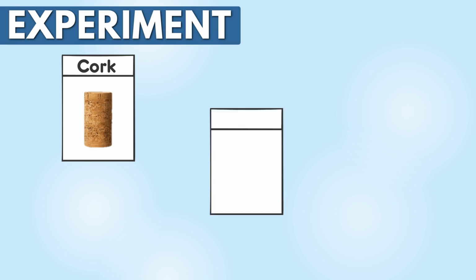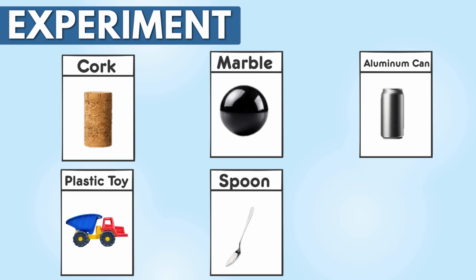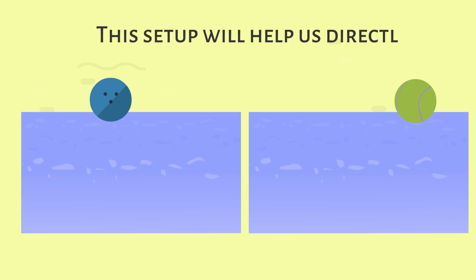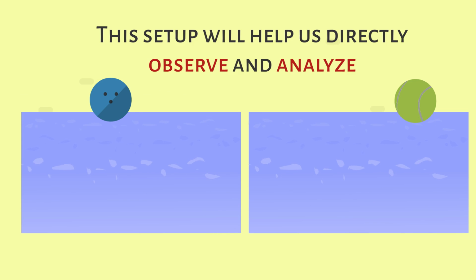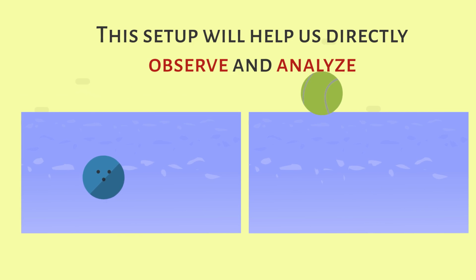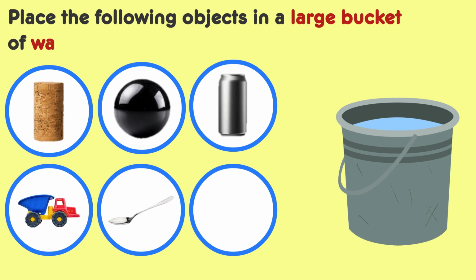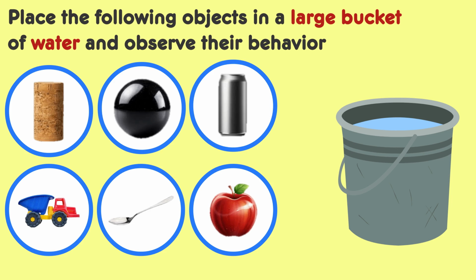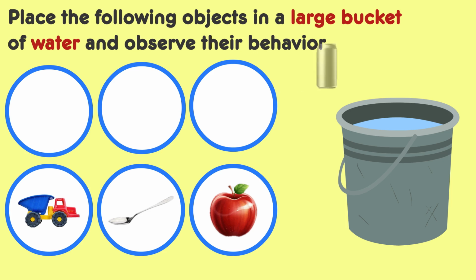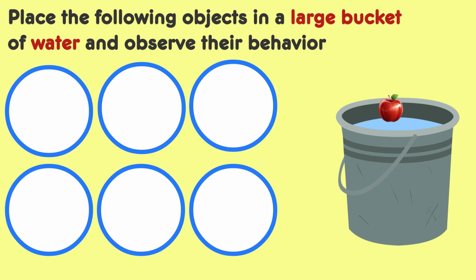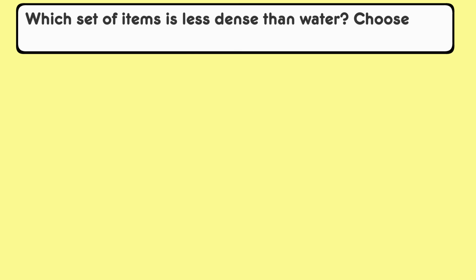Today in our lab, we've prepared an experiment with 6 distinct objects, each crafted from a unique material. This setup will help us directly observe and analyze how density influences whether objects sink or float. Your task is to place the following objects in a large bucket of water and observe their behavior: cork, marble, aluminum can, plastic toy, steel spoon, and an apple. Our question: which set of items is less dense than water? Choose a correct group and consider the guiding questions provided for each choice.